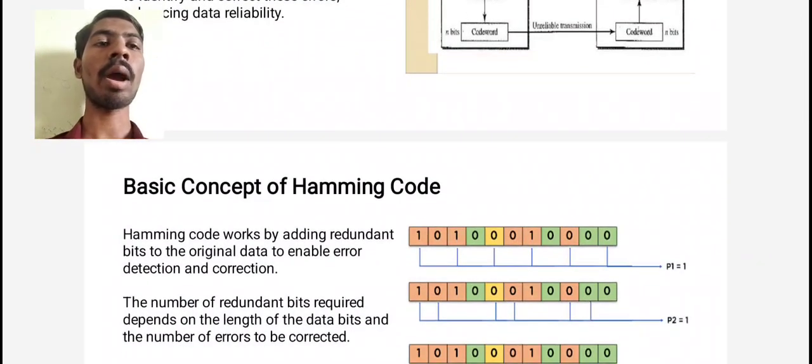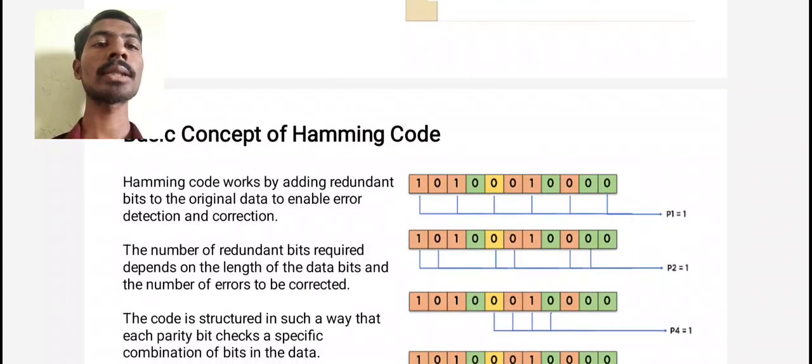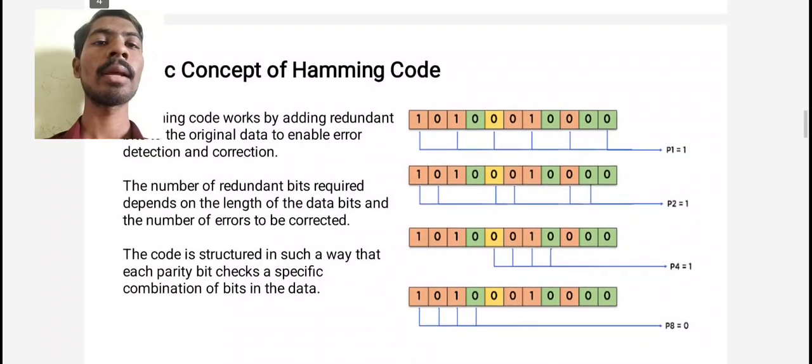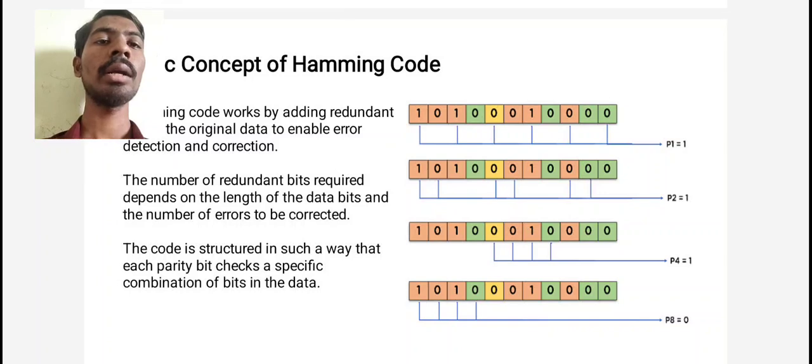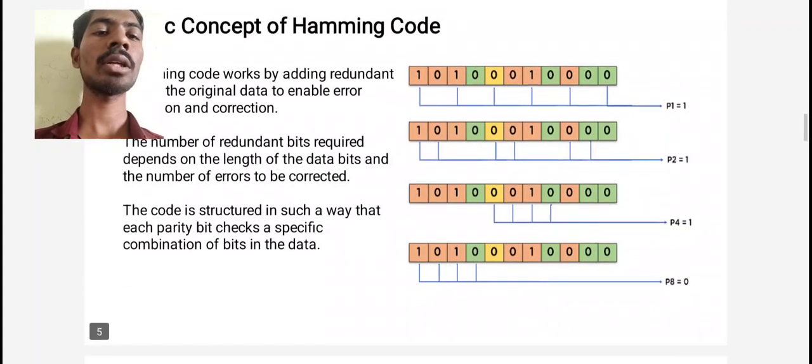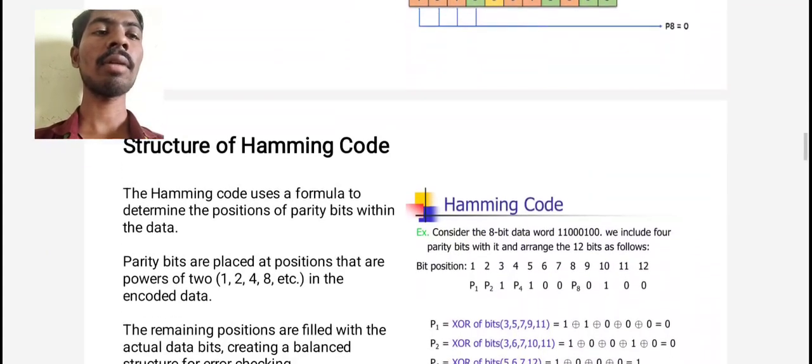Basic concept of Hamming code. Hamming code works by adding redundant bits to the original data to enable error detection and correction. The number of redundant bits required depends on the length of the data bits and the number of errors to be corrected. The code is structured in such a way that each parity bit checks a specific combination of bits in the data.